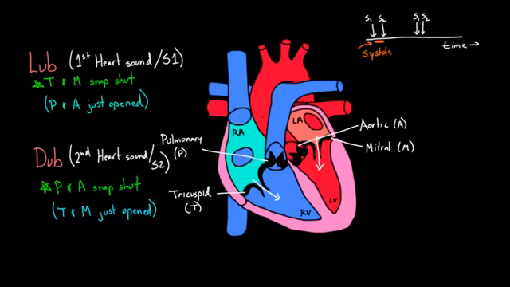And between dub and the next lub, so in this area right here, at that point, blood is refilling from the atriums into the ventricles, and we call that diastole. So now you can actually listen to your heart and figure out, well, if you're listening to the sound between lub and dub, the space and time between lub and dub, that's when you're having systole. And if you just heard dub and you're waiting for lub again, then that space and time is diastole.